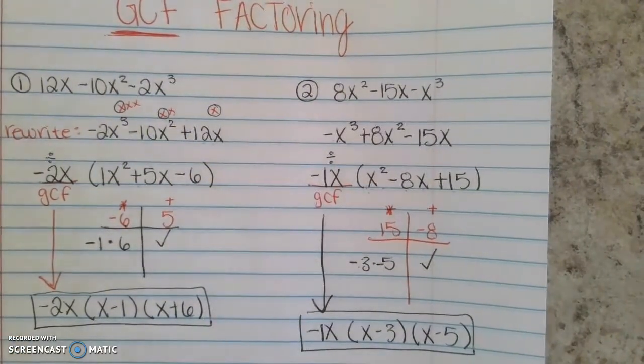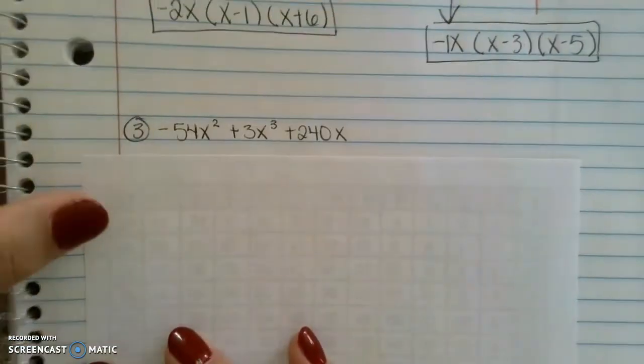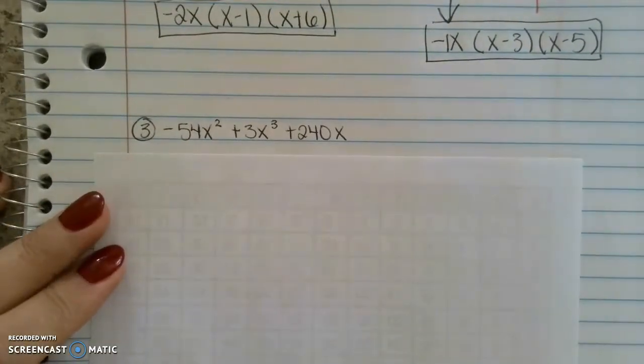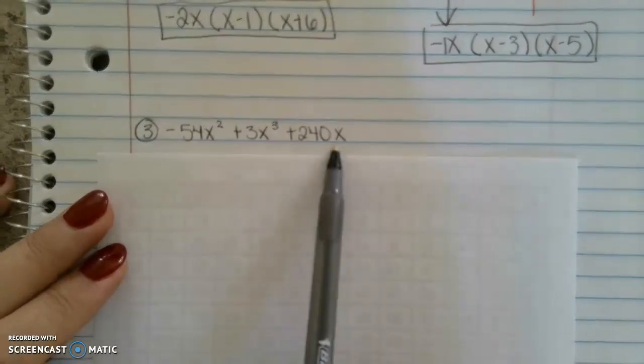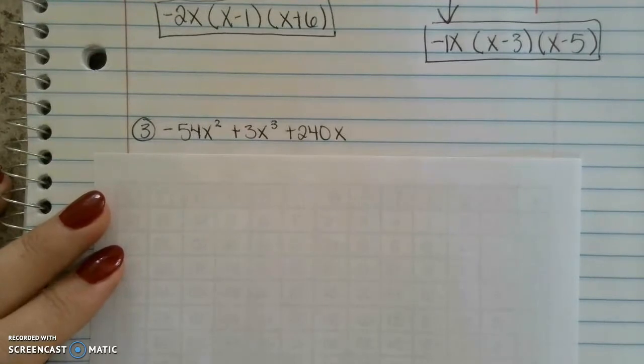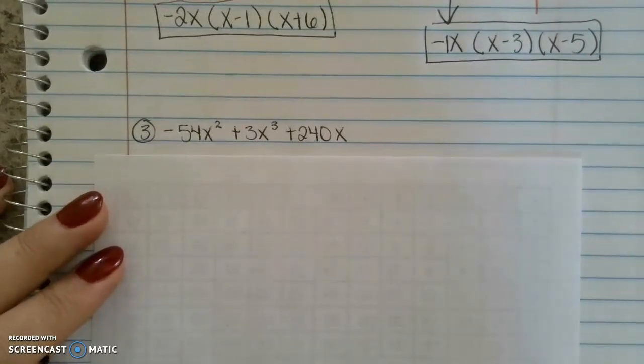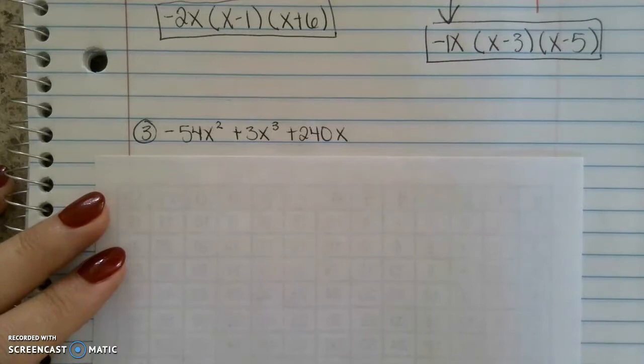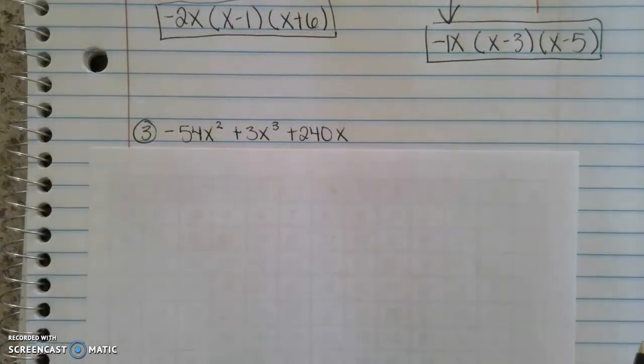All right, guys, go ahead and pause the video, write down this third example, and give it a try yourself. Remember, your first step should be to rewrite this in highest exponent all the way down to lowest, and then look for your GCF from there. When you're ready to check your work, go ahead, press play, and go from there.